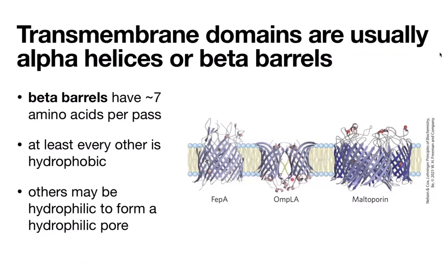You have a pore that's ringed by these beta barrels. These beta barrels themselves aren't the actual pores, but having a ring of these beta barrels will form a pore that things can get through. And these are just a few examples of them.